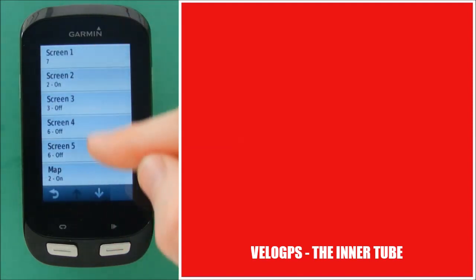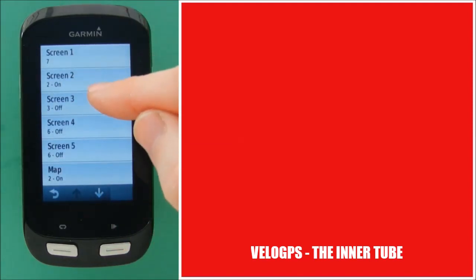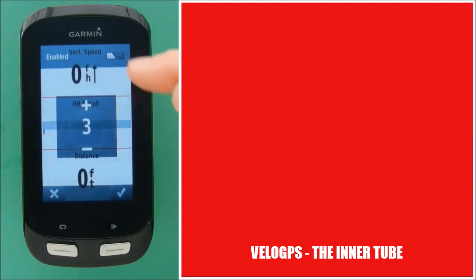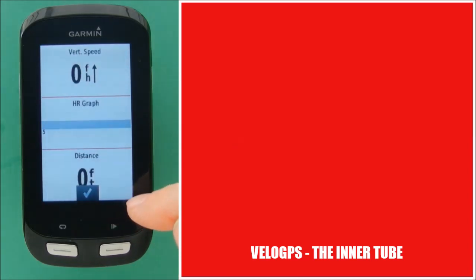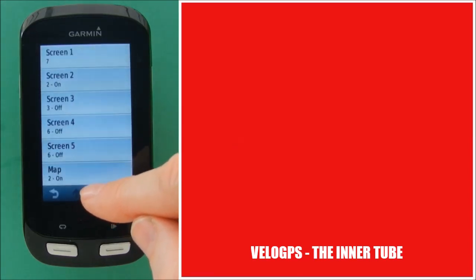So once you're happy with the data screens you've got set up, if you did wish to add to that, turn the screens on and enable them, you literally just check on the slider at the top of the screen. So we're going to turn that back off and make our way back.